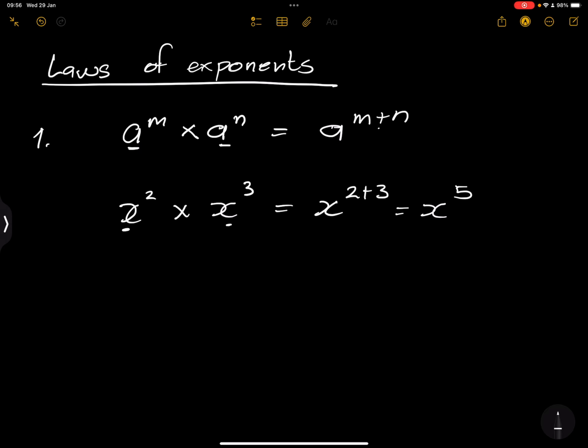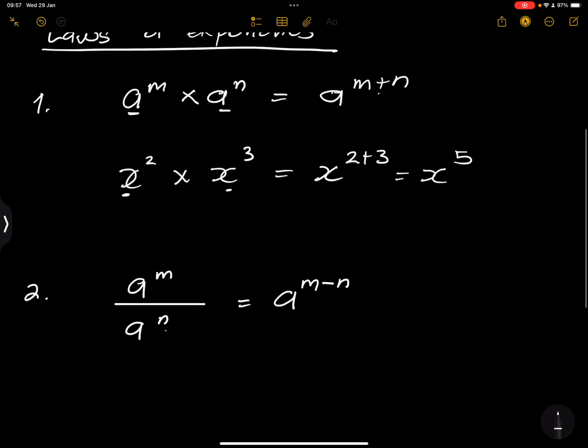Right, so let's take law number 2. So when the bases are the same and we are dividing, we are going to subtract. So note our bases again are the same and we are dividing in this case. We keep the base and now the exponent that is in the denominator is simply going to change sign. Okay, so that's very important for you to note.